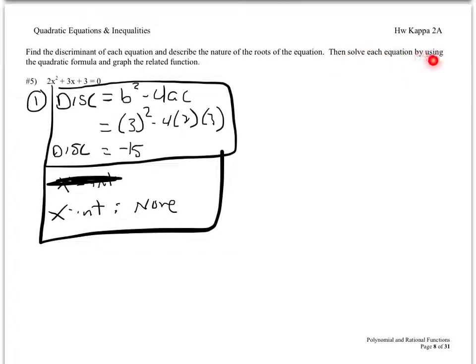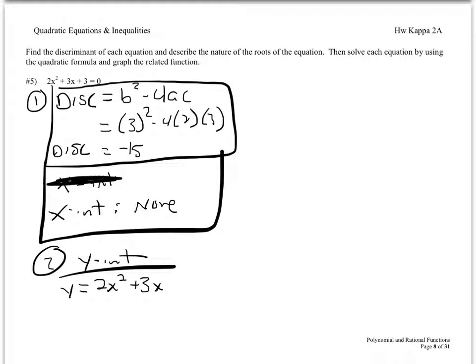Solve the equation by using the quadratic formula. There's no sense in doing that since we're going to get no real numbers. Graph the related function. To do that, we need to find the y-intercept. To get the related function, take the 0 that it's equal to and replace it with y. To find the y-intercept, replace all the x's with 0.